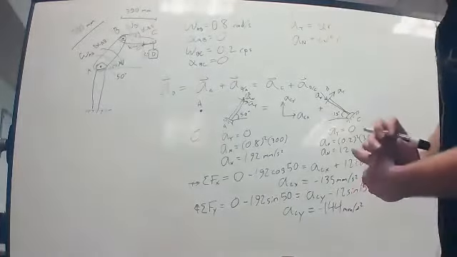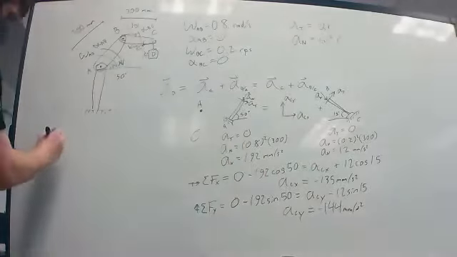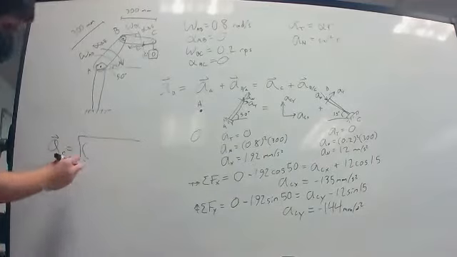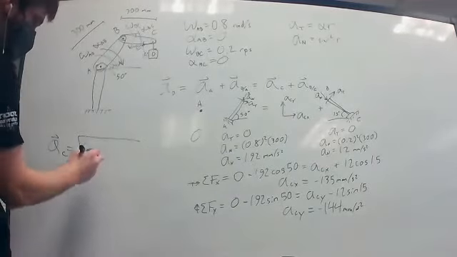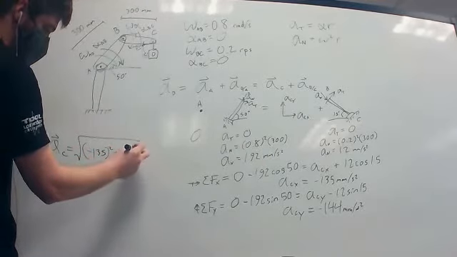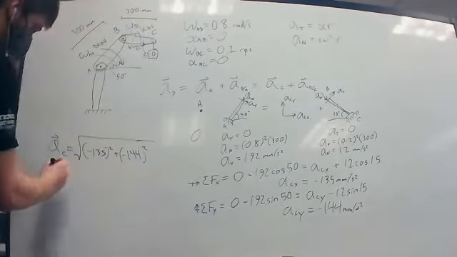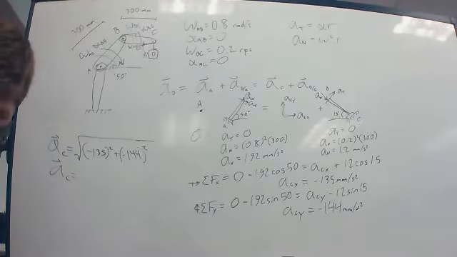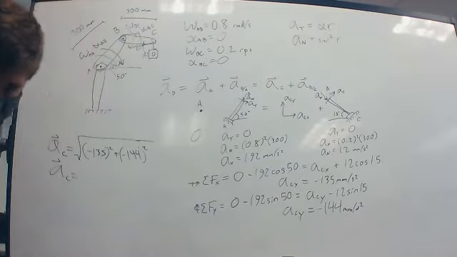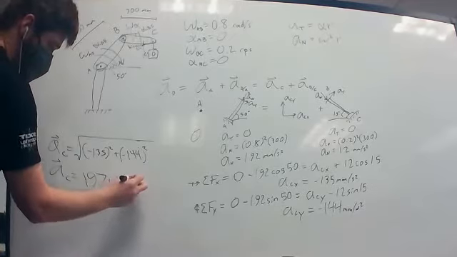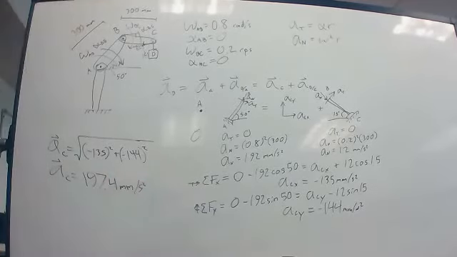So then finding the overall magnitude of the acceleration, AC is going to be equal to the square root of the sum of the squares of its components. So that's going to be minus 135 squared plus minus 144 squared. And that value would come out to be 197.4 millimeters per second squared. The last thing we'll need for this is an angle.